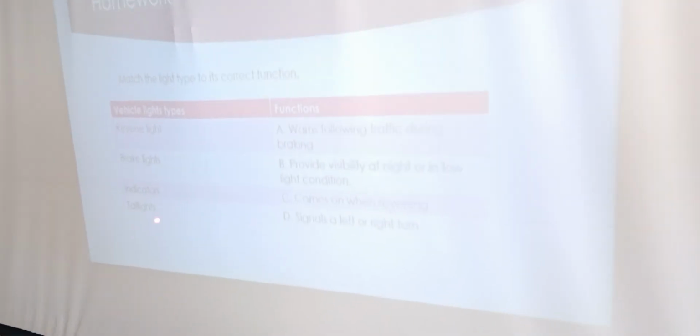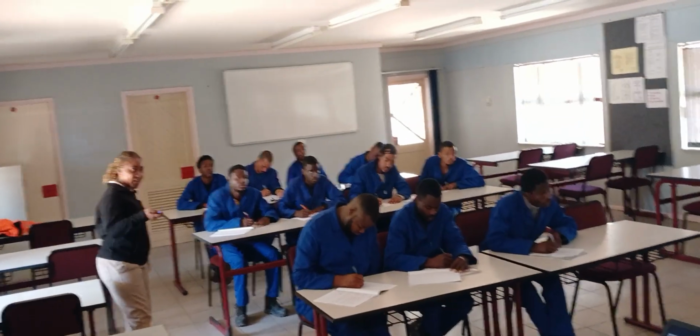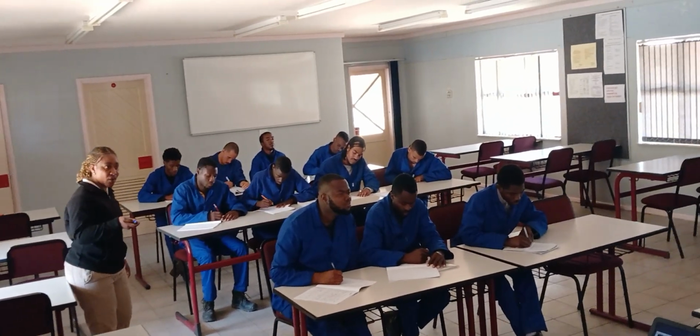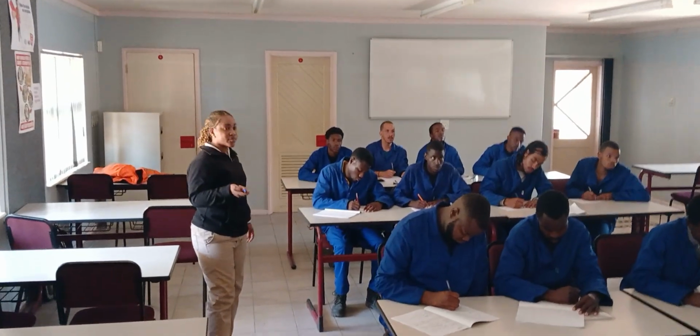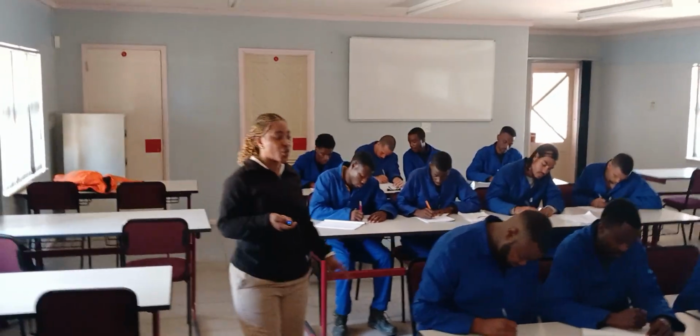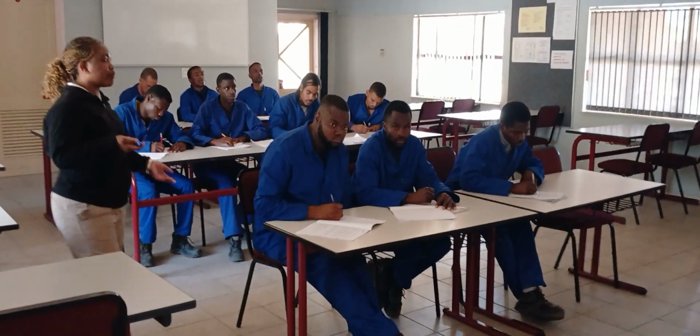You understand? Yes. If it is the reverse light, you make sure that this is the reverse light, and then you check which function is correct for the reverse light. Brake light, which one is correct? Indicator, which one is correct? Tail light, which one is correct? You understand? Yes. Then you are going to match. Don't worry, I will leave it on the projector after the lesson so you copy it. Do you understand? Okay. Yes.